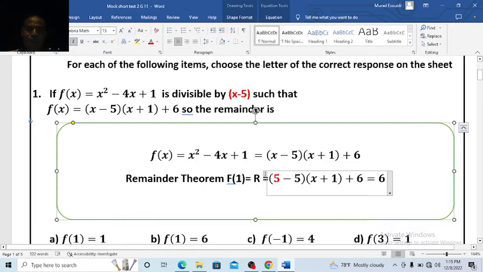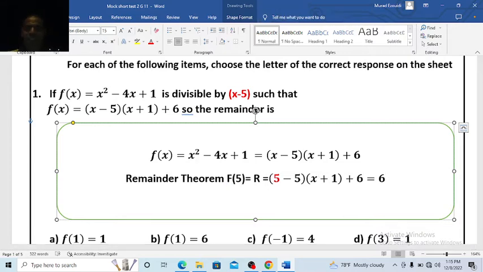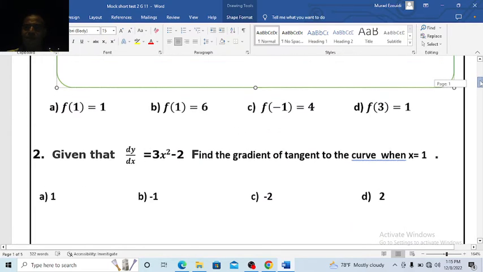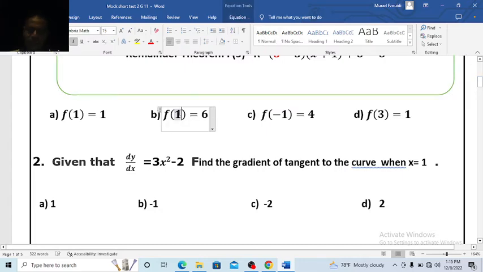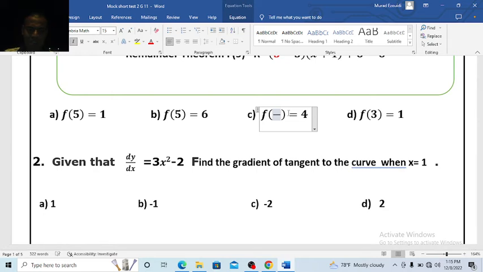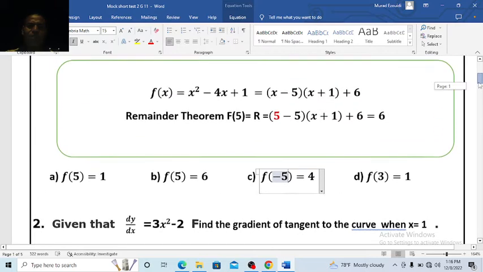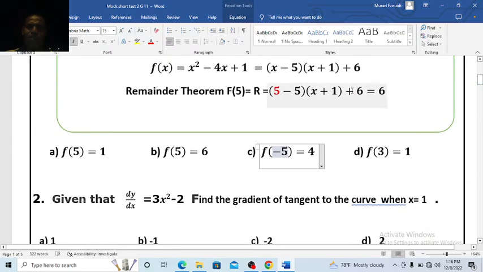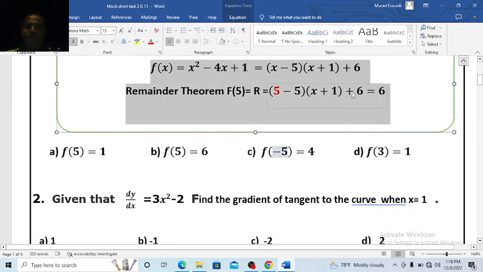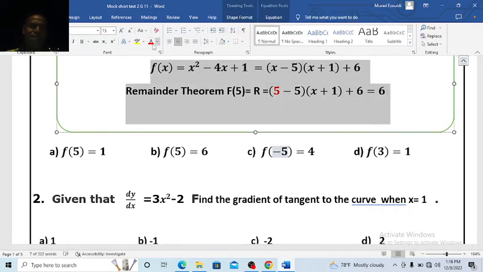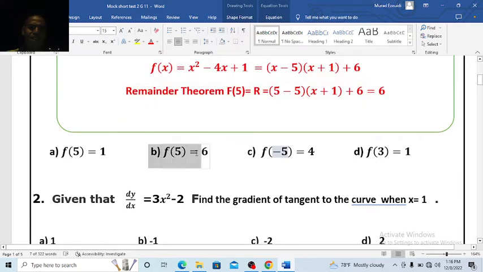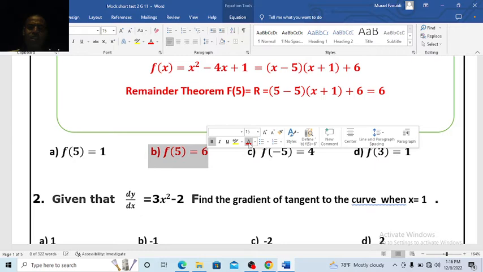Therefore f of 5 is equal to 6. Let's change this by 5, and this one by 5, and this one by negative 5, and this by above 3, as it is not changed. So what is the correct answer here, my learners? The correct answer is that I used the remainder theorem and I found 6. So f of 5 is equal to 6. This is the correct option.